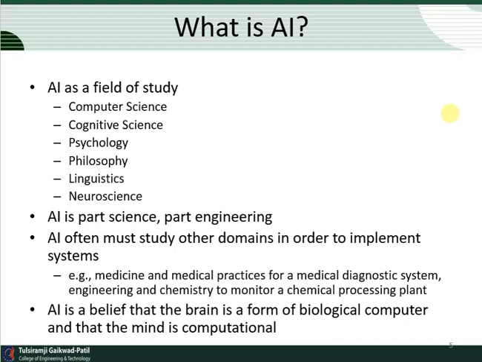AI is a belief that the brain is a form of a biological computer and the mind is computational. Of course, this is the basic understanding behind AI. We think that a human brain is a biological computer, and the mind is computational. Whenever we make any decision, at the same time we compare different options, and accordingly we take a decision. So we compute, right? So we can say that our human mind is computational in nature also.